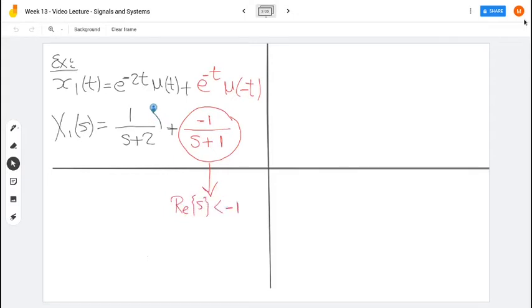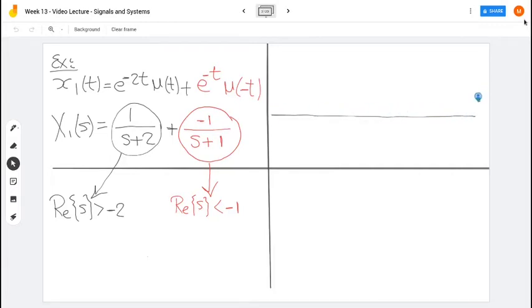Whereas the ROC for the first term, because it's corresponding to a right-sided signal in the time domain, will be a right-sided ROC where the real part of s is larger than minus 2. So what is the region of convergence for x1 of s?